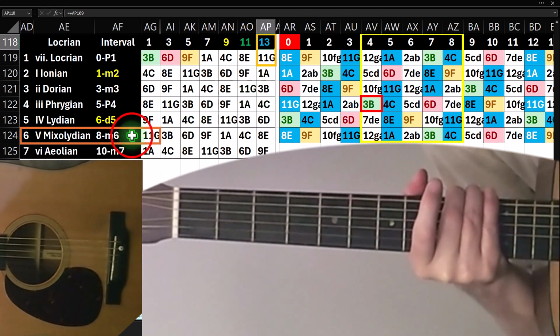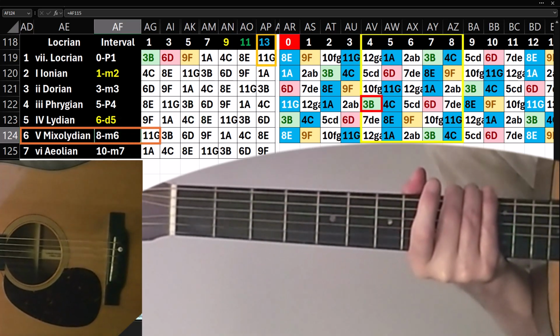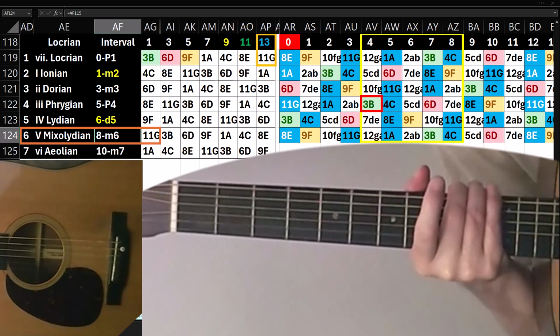So that's what we do here. So it's going to be an 8 note away minor 6 or an 8 note away minor 13 from a chord construction standpoint. All right, so let's do this.